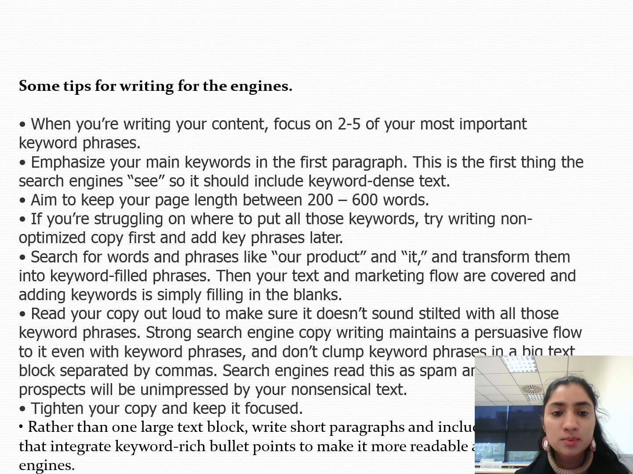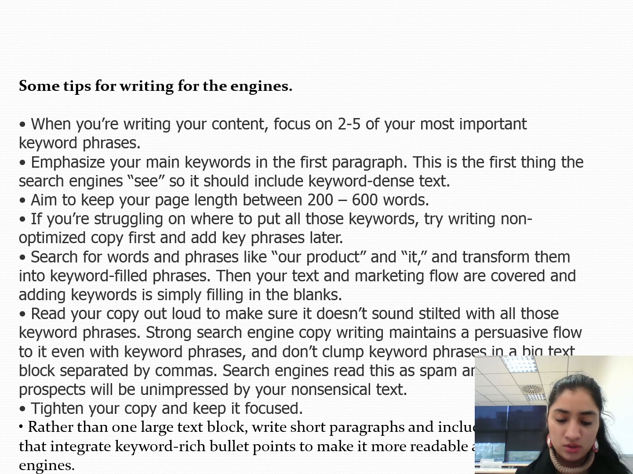Some tips for writing for the engines: when you are writing your content, focus on 2 to 5 of the most important keyword phrases. Second, emphasize only the main keywords in the first paragraph, because whenever Google does an audit, it always picks up the keywords from the first paragraph. Keep the page length between 200 and 600 words on one page.